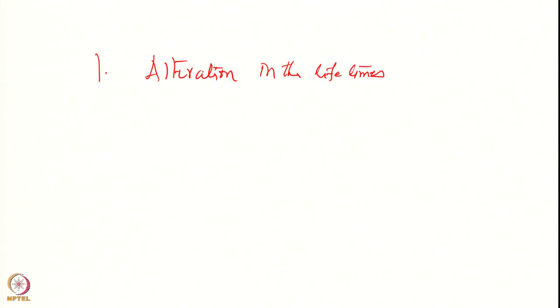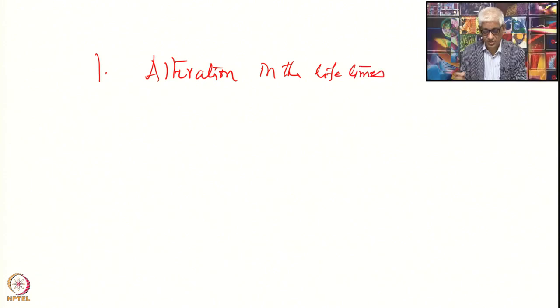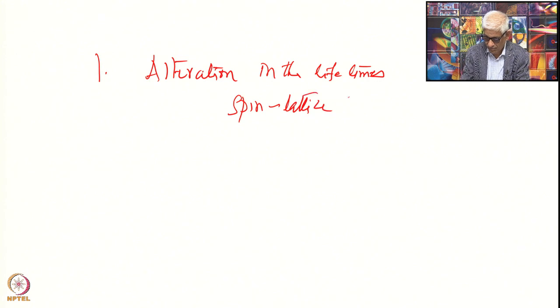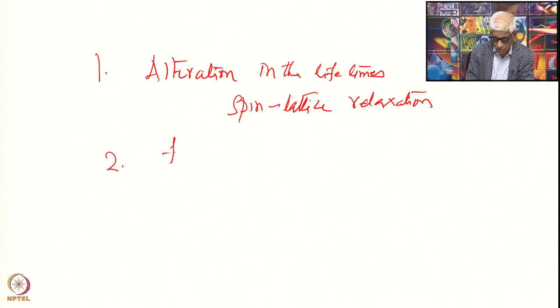We will not go into the details as to what all these things can happen. Of course, this is reflected in what we have already seen in the spin lattice relaxation. Okay, this will alter the line width and the phase coherence changes, that we will see afterwards. And then there is a second reason that can cause line width. This is the field inhomogeneity.